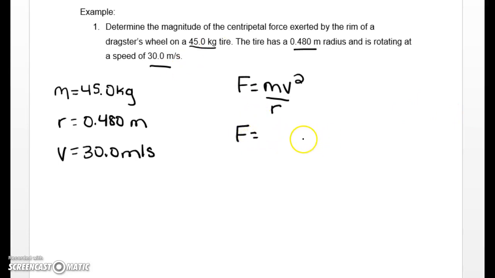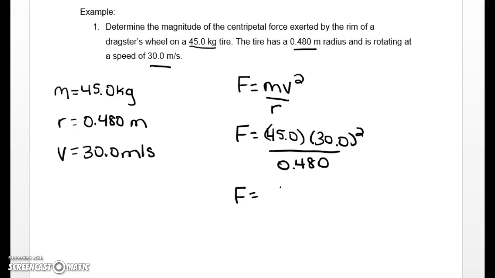Returning to our example, we're going to start to plug in our values here. Our mass is 45.0 times our speed, which was 30.0 squared, divided by that radius of 0.480. We'll do this step by step. We're going to plug in our numerator first into our calculator: 45.0 times 30.0 squared. Make sure that when you're putting this in your calculator, the square only applies to the 30 and not to the multiplication of these first. So be very careful with that. When you put that into your calculator, you should get 40,500 as your answer.